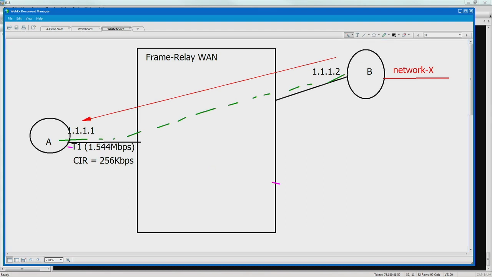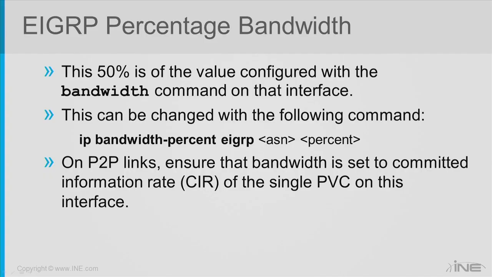And that's what this slide right here is talking about. That's what the last bullet point is. On point-to-point links, ensure that the bandwidth is set to the committed information rate of that one PVC. And then EIGRP will take no more than half of that.